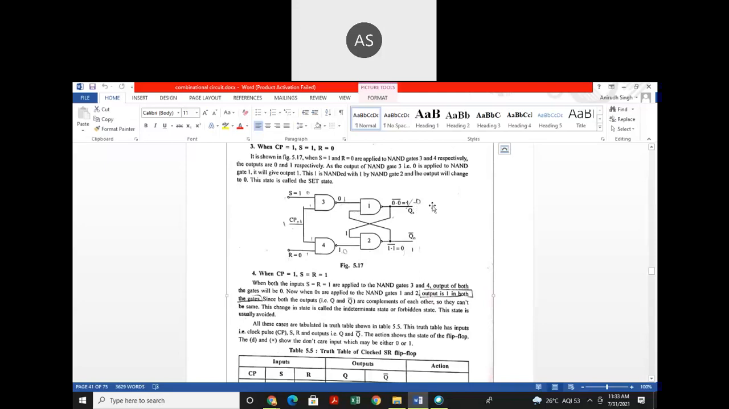Similarly, when we use the same logic, when next state is 1, if previous state is 1, then we will get next state 1 if S is 1 and R is 0. And when Q bar is 1, this state is known as set state. So we can say when S is 1, R is 0, then we will get the set state in which Q is 1 and Q bar is 0.